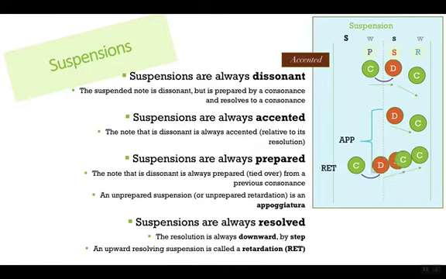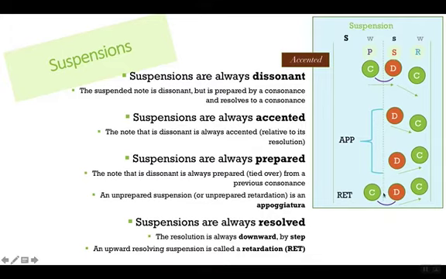However, it is possible to have the same structure and resolve it upward. We just don't call it a suspension. We have a dissonance that resolves upward, just like here, and it's prepared with the consonance. But in that case, it's much, much rarer, and we give it a different name. We call it a retardation.